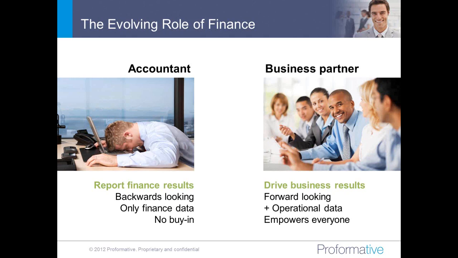And so over the past couple of years, we've seen that finance organizations have really evolved to be more of a business partner. They're involved in the strategic discussions. They have a seat at the table with the other C-level executives and really drive the performance of the company. And the reason they're able to do that is because they have data that is not just backwards looking, but also forward looking.